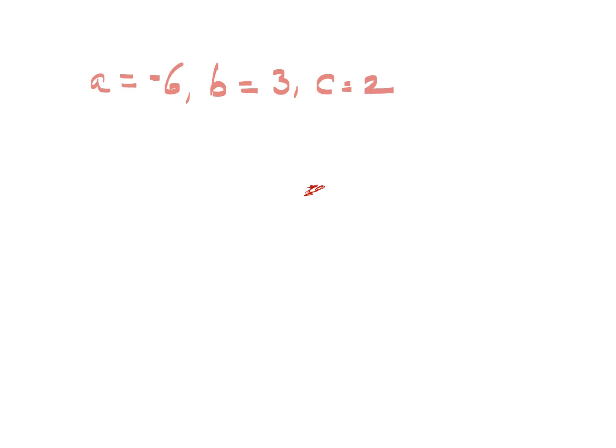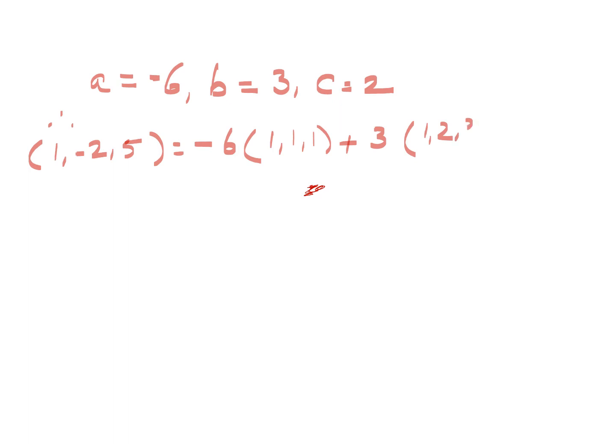Therefore, we are able to write the given vector (1, -2, 5) as -6 times the first vector (1, 1, 1), plus 3 times (1, 2, 3), and finally C times, that is 2 times, (2, -1, 1). We are able to write one vector as a linear combination of these three vectors.